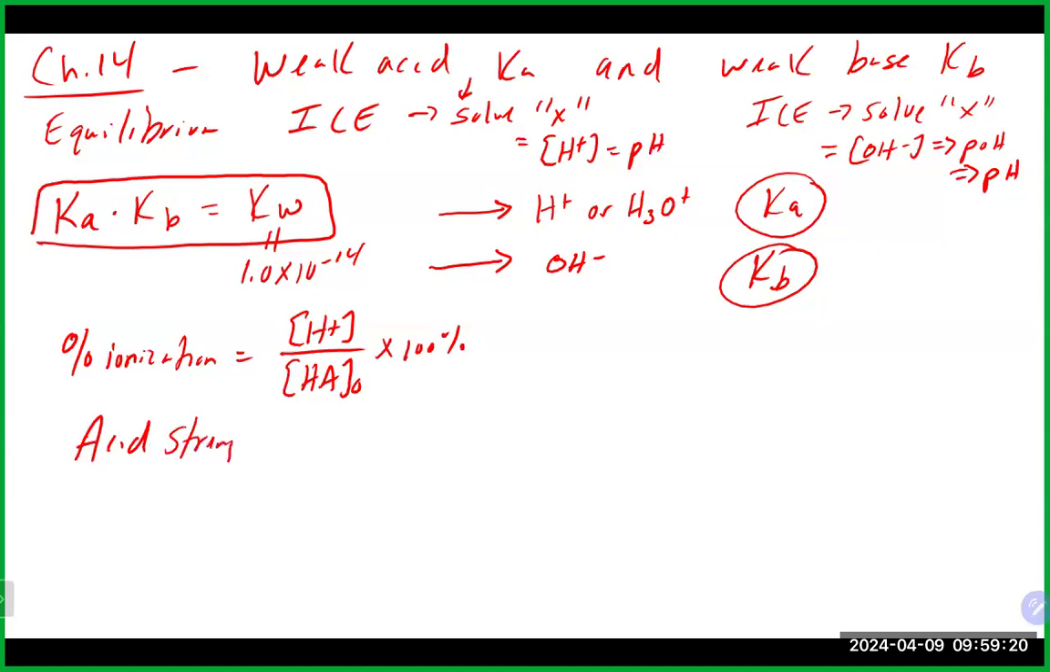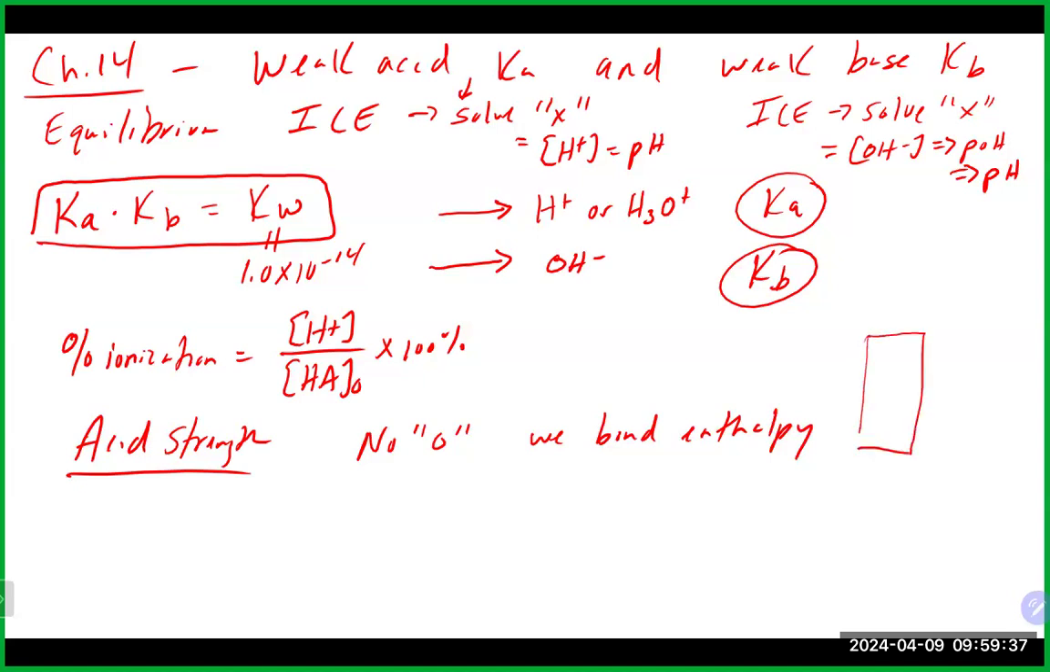In an acid with no oxygen, we look at bond enthalpy or energy. And bond enthalpy, most of our guys with no oxygen, this comes from group 7. And acid strength actually increases as you go down group 7.